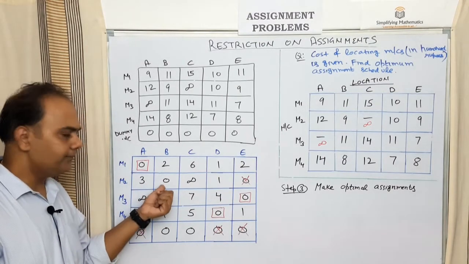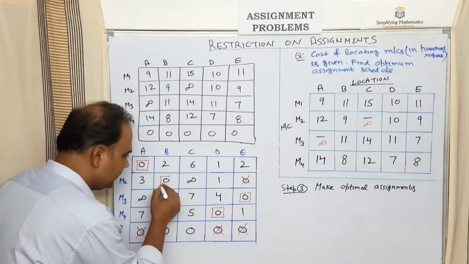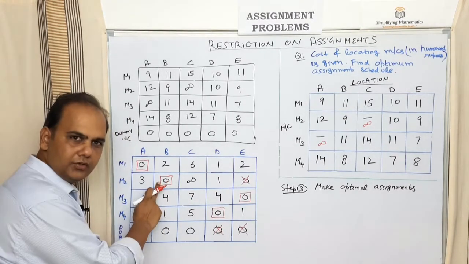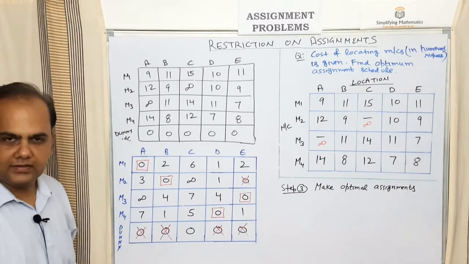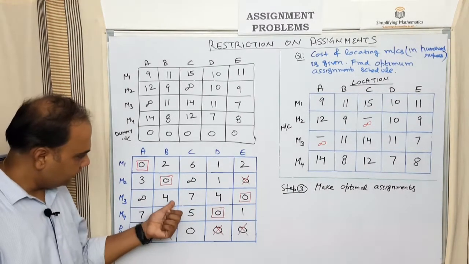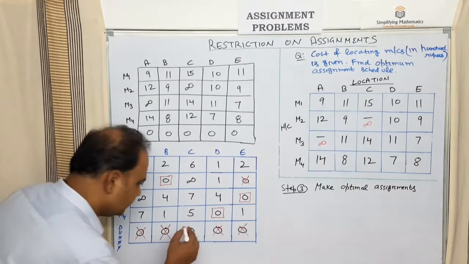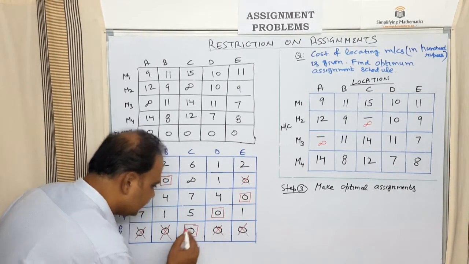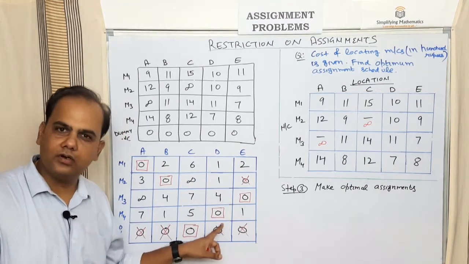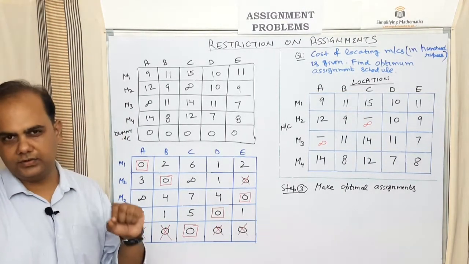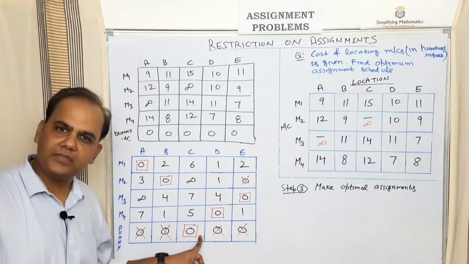In the second row, you are getting a single zero. So make an assignment over there, and corresponding to this zero, cancel all the other zeros. Now again look for a single zero in some other row. In the last row there is one single zero, so you make an assignment. Now all the zeros are either crossed or assigned. There is no zero which is neither crossed nor assigned.